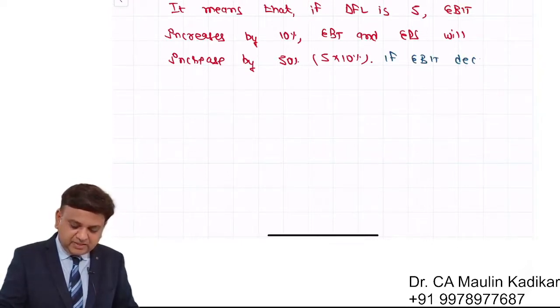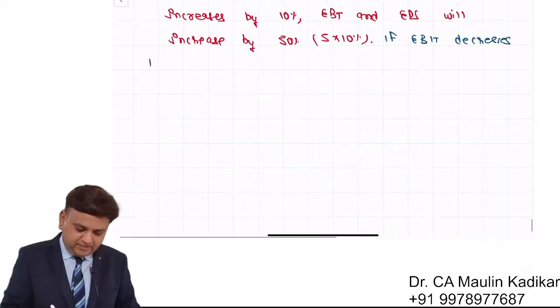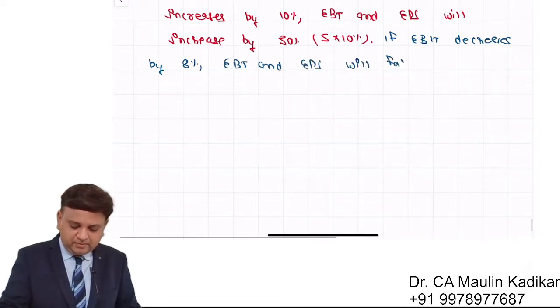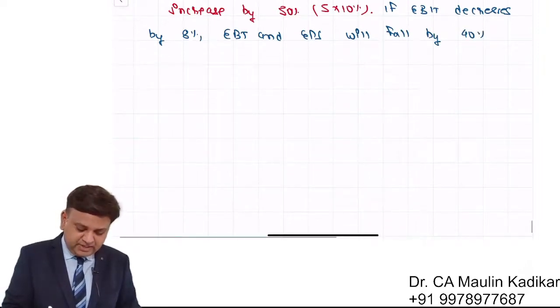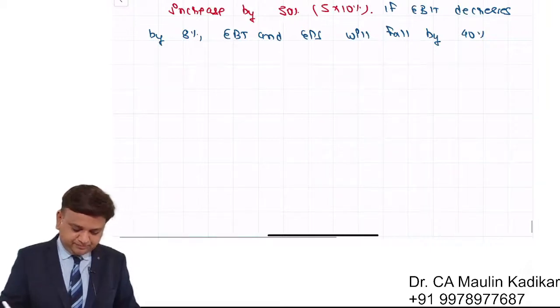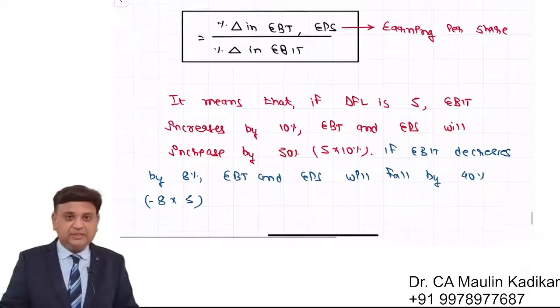If EBIT decreases by 8%, EBT and EPS will fall by 40%. How 40%, sir? It is 8% negative into 5. That is what we understand.